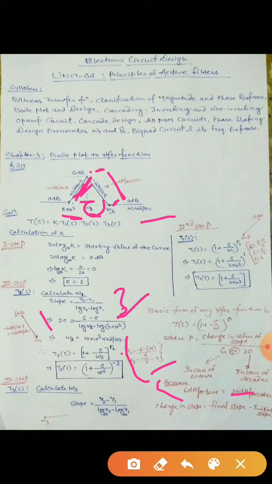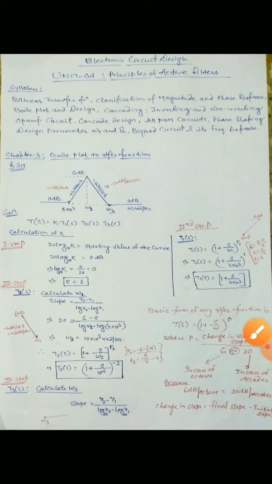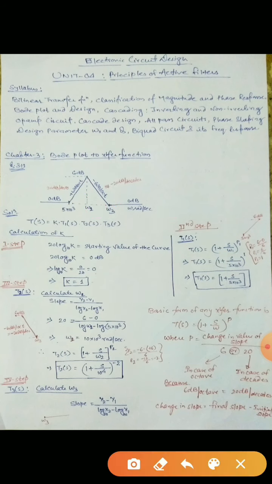So for simplification of the calculation, I am going to change it from 6 dB per octave to 20 dB per decade. Why? Because the 20 dB per decade calculation will be in logarithmic base 10, so this calculation would be easier. So in the slope portion, I am changing this: slope is equal to 20, and after simplification, we can see that the value of omega 2 is calculated as 10 to the power 4 radians per second.